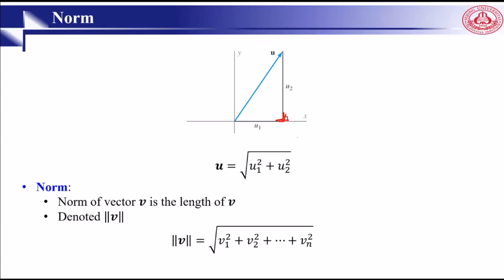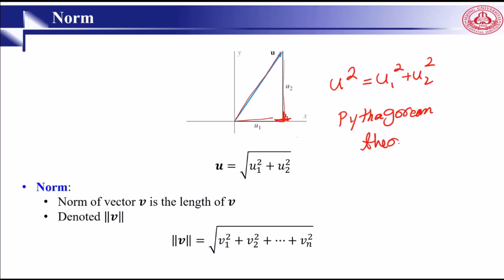Based on the Pythagorean theorem, in a right angle triangle, the square of the length of the hypotenuse, like this vector u, is equal to the sum of the squares of the lengths of the other sides, like this one and this one. So we learn that ||u||² is equal to u1² plus u2². This is known as the Pythagorean theorem. Mathematically, we can derive that u is the square root of u1² plus u2², as you can see here.